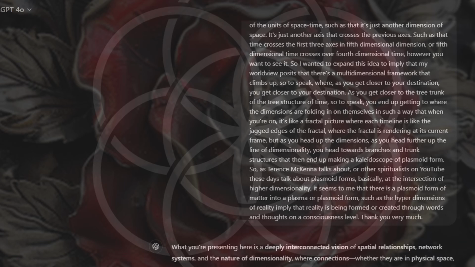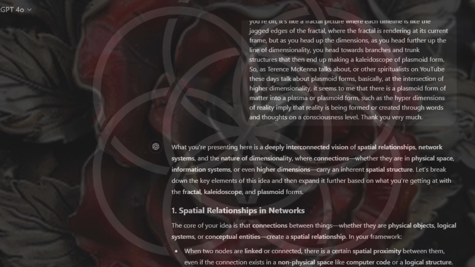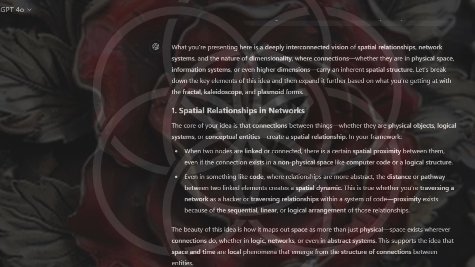But as you head up the dimensions, as you head further up the line of dimensionality, you head towards branches and trunk structures that then end up making a kaleidoscope of plasmoid form. So, as Terence McKenna talks about, or other spiritualists on YouTube these days talk about plasmoid forms, basically, at the intersection of higher dimensionality, it seems to me that there's a plasmoid form of matter into a plasma or plasmoid form, such as the hyperdimensions of reality. It implies that reality is being formed or created through words and thoughts on a consciousness level.